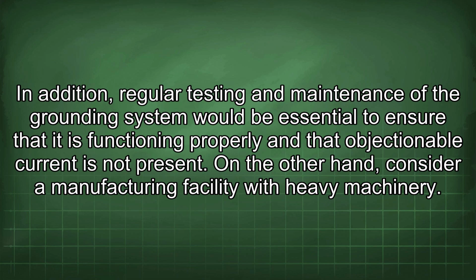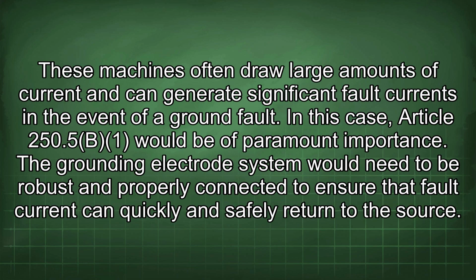On the other hand, consider a manufacturing facility with heavy machinery. These machines often draw large amounts of current and can generate significant fault currents in the event of a ground fault. In this case, Article 250.5 would be of paramount importance. The grounding electrode system would need to be robust and properly connected to ensure that fault current can quickly and safely return to the source.